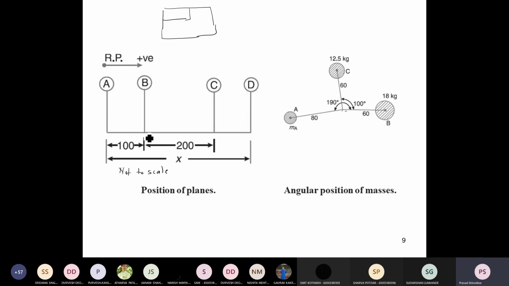This should be in logical order. I'm writing this rough part in the book, sir. Is that fine? These positions of the plane and angular positions, you draw on the drawing sheet. That you don't draw in your book. And this is just a logical sequence of the arrangement of masses linearly and in angular position.